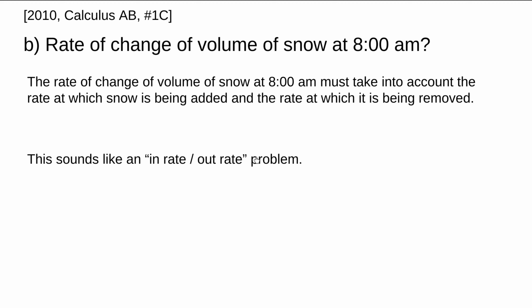In-rate, out-rate problems can show up in a lot of different formats, but this is basically the structure. The rate at which something is happening is given, and then something counteracts that, and that rate is given, and then you have these competing rates that you have to account for. Right, so the desired rate is equivalent to f of 8 minus g of 8. f of 8 is the rate at which snow is falling at 8 a.m. g of 8 is the rate at which Janet is removing snow at 8 a.m. And so we just have to set up this difference.